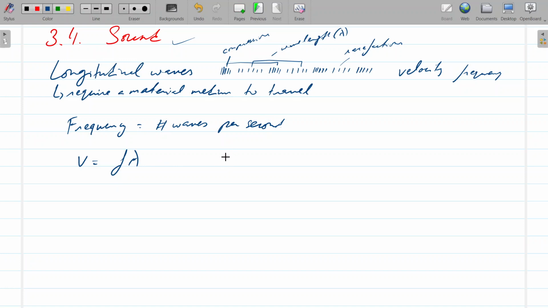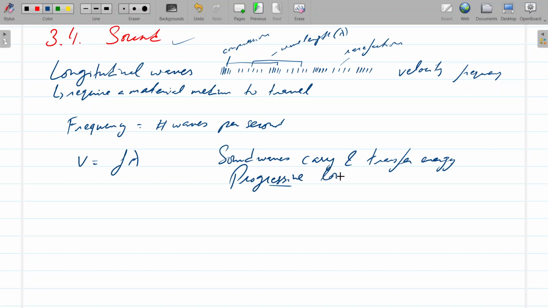And also, sound waves carry and transfer energy. Because of that, they're actually called progressive longitudinal waves.